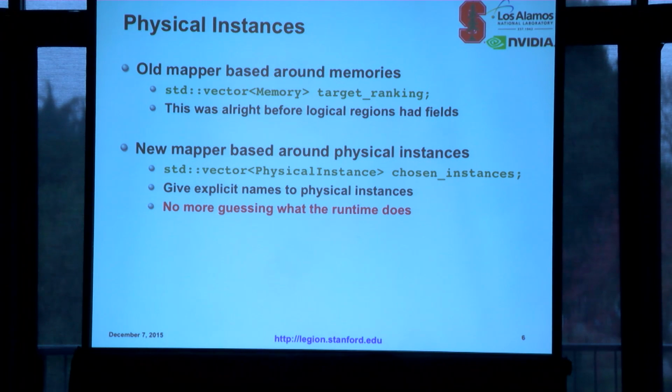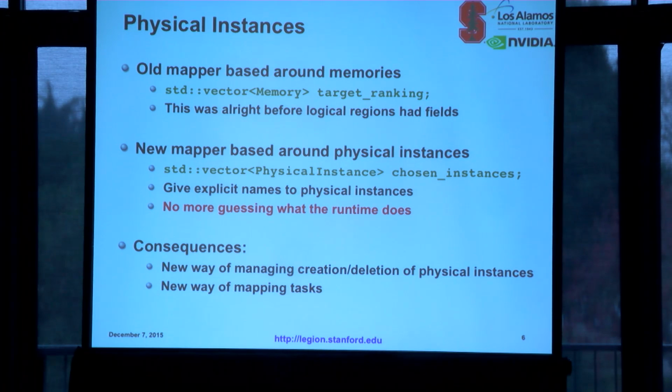Your mapper is actually going to be able to say which physical instances it wants to use, and you'll be able to know exactly where those physical instances reside in the memory hierarchy. You're not going to have to guess which memory the runtime actually put your instances in, which you have to deal with today. That's all going to go away.